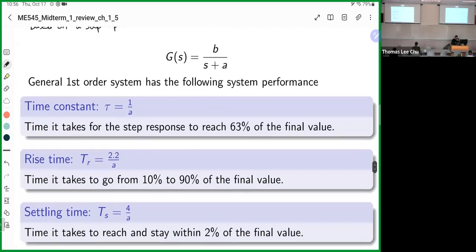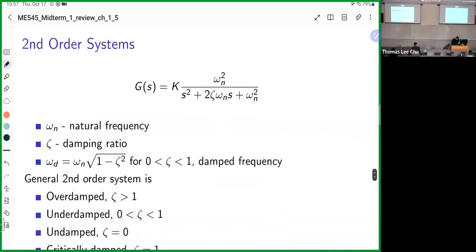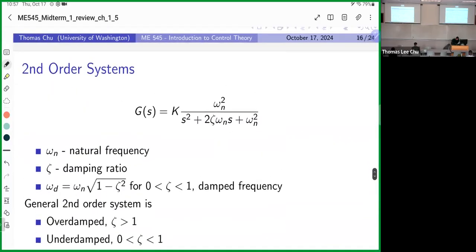Same with zeros. This here assumes that there are no zeros. Once you add a zero, this definition no longer holds, but you can use it as an approximation for your performance metric. Usually adding a negative zero to the system will make it perform faster, so you'll reach 63% of your final value a little bit faster. Your rise time is going to be a little faster. Settling time might be a little longer or faster, so you need to use simulation to figure out how long it takes.